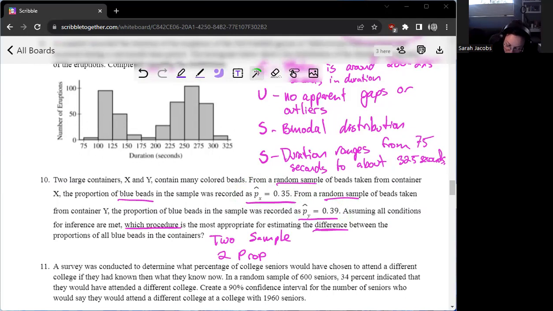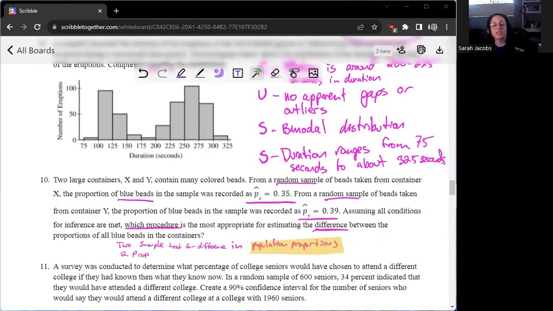And then it's a test for the difference. I need more space. 2 sample test for the difference in population proportions. Or a 2 prop Z test for difference in population proportions.